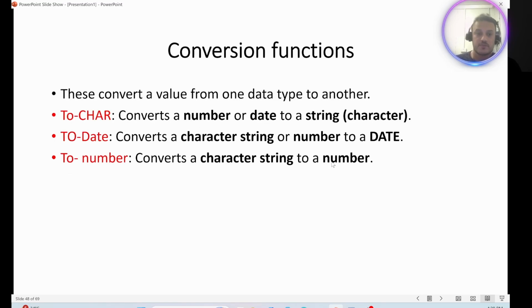Conversion functions convert a value from one data type to another. To char converts a number or date to a string character. To date converts a character string or number to date data type. To number converts a character string to a number.